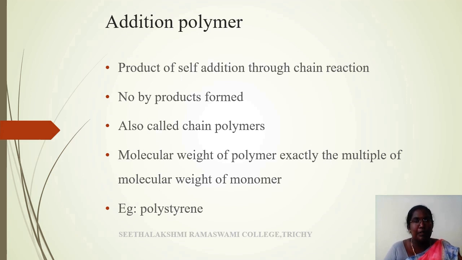Why? Because here only an addition reaction takes place, with no replacement or substitution, and no other molecules removed, only the multiplication takes place. That's why addition polymers have exactly the molecular weight of the monomer units combined. For example, we can take polystyrene. One styrene molecule will be there, and other styrene molecules are added to that single molecule. More and more monomers get added and form a big polymer.